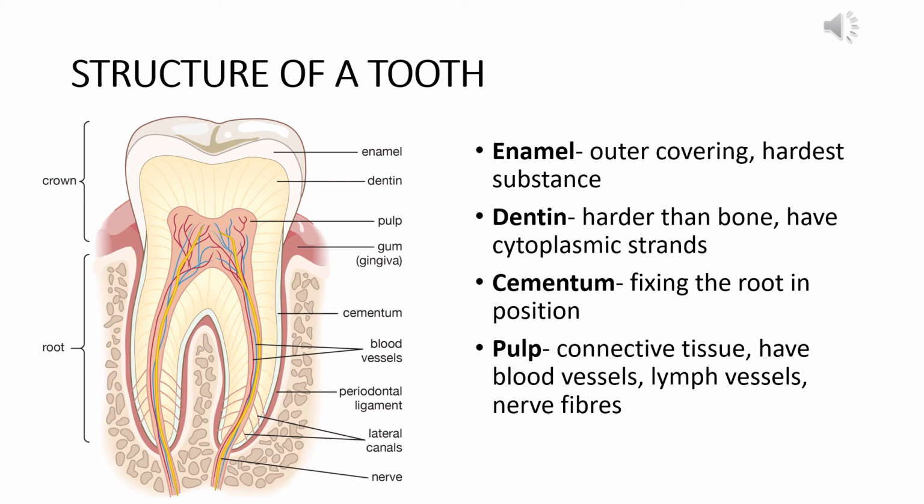Cementum, as the name suggests, acts as a cement to fix the root of the teeth embedded in the jaw. And at the innermost portion of the tooth is a connective tissue layer called the pulp, and it has connections of blood vessels, lymph vessels, nerve fibers, etc.